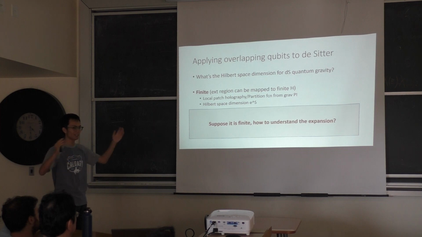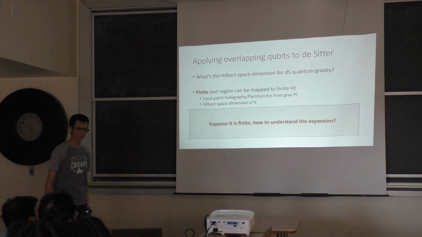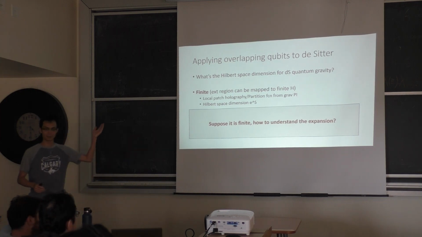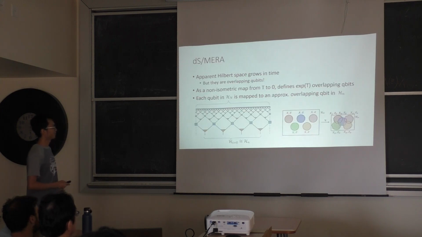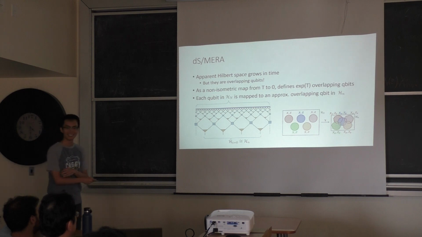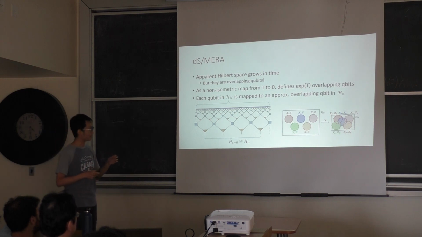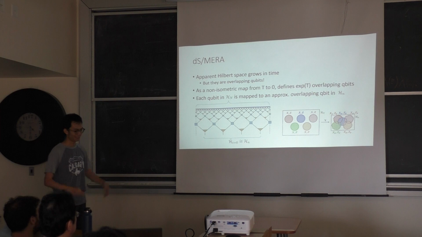On the one hand, I have an explosion of the number of quantum degrees of freedom over time, and the other one is telling me that my Hilbert space dimension is finite. So of course, we're going to use overlapping qubits. Instead of having real qubits that pop into existence, we're going to say that all these qubits you see in this future time slice that look large are actually all overlapping.